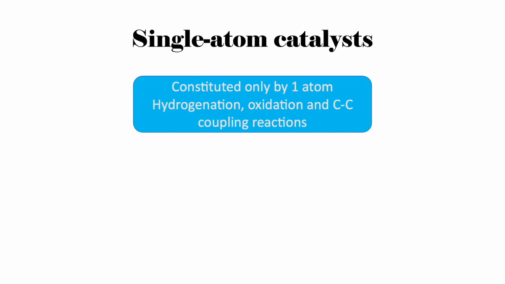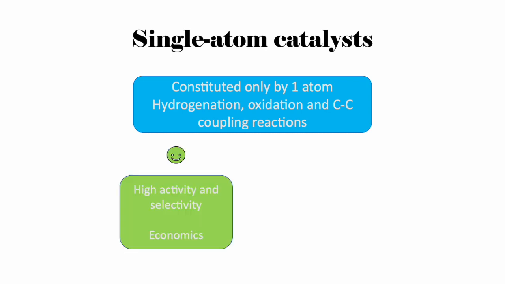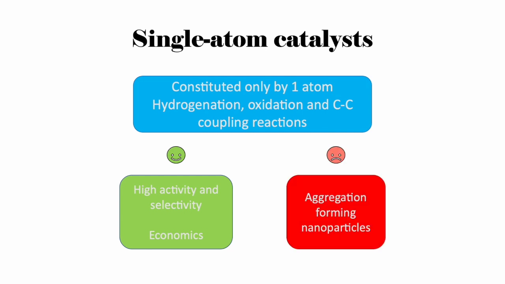In particular, we will use single-atom catalysts. As the name suggests, they are only constituted by one atom and are used in hydrogenation, oxidation, and carbon-carbon coupling reactions. They present very positive catalytic properties, such as high activity and selectivity towards a certain reaction, and they are very economic. However, they also present a major drawback, because they tend to aggregate, forming nanoparticles if they are left alone, losing the positive properties. Hence, we need the support to prevent that.